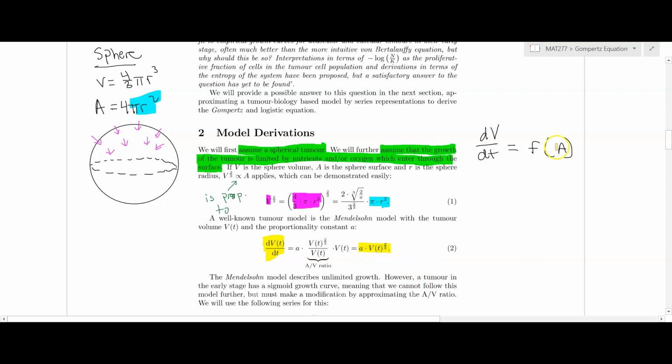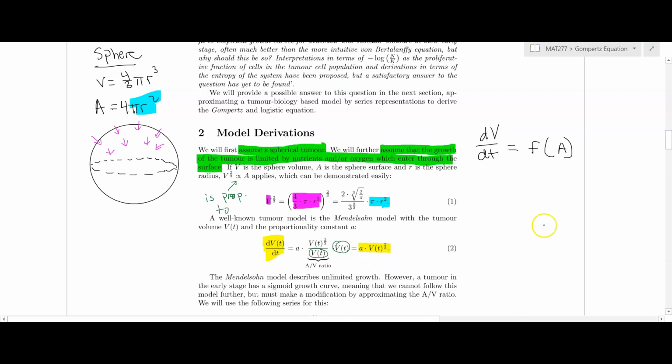Because v to the 2/3 is going to be area, and the change in volume is going to be proportional to that. Now, one curious thing we can notice here in the second step is that there's division by v of t and then multiplication by v of t. That might seem redundant and unnecessary, but those two do indeed cancel out, since they are the same quantity, and we're assuming that the volume is not 0, therefore we can divide by the volume. And so it reduces to this model here, a times v to the 2/3.